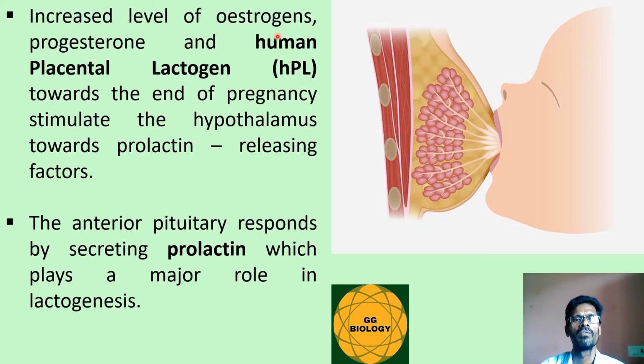The increased level of estrogens, progesterone and human placental lactogen towards the end of pregnancy stimulates the hypothalamus to release prolactin releasing factors. Thereby the anterior pituitary gland produces the hormone called prolactin or lactogenic hormone, which plays a major role in lactogenesis.